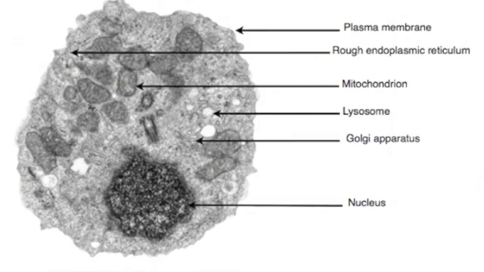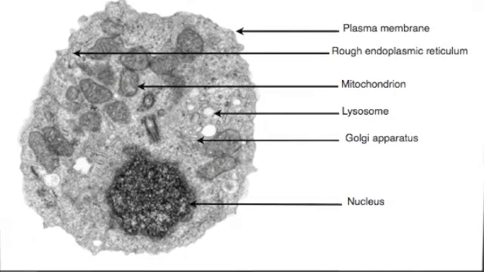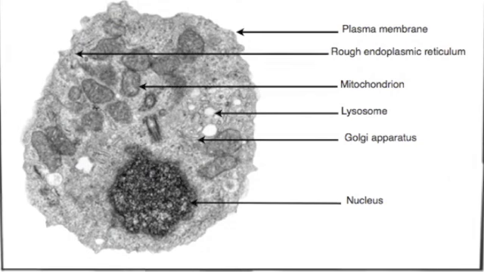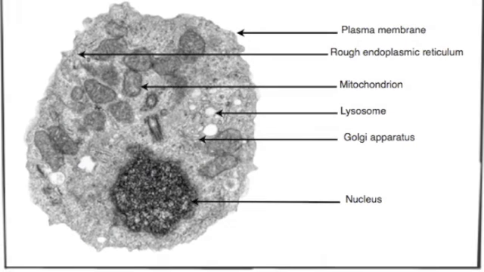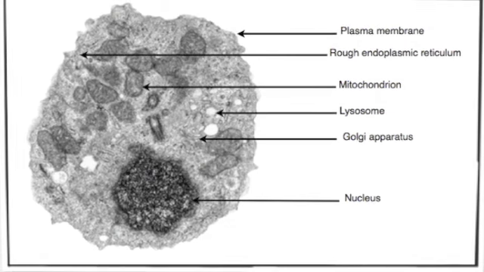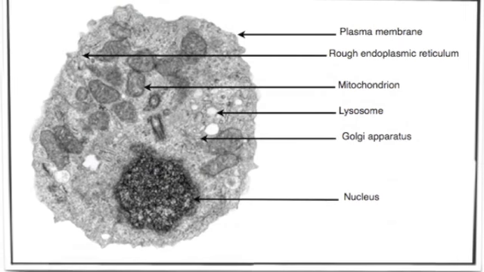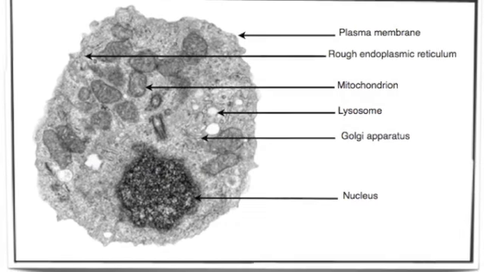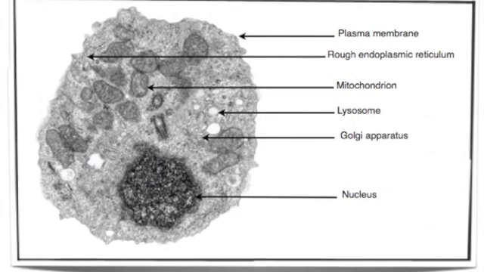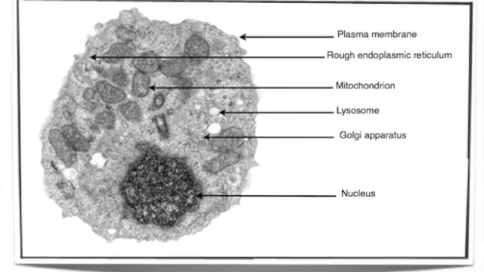Mitochondria is responsible for aerobic respiration, and it converts chemical energy into ATP using oxygen. The nucleus contains the chromosomes and therefore the genetic material. The genetic material is responsible for controlling the cell.